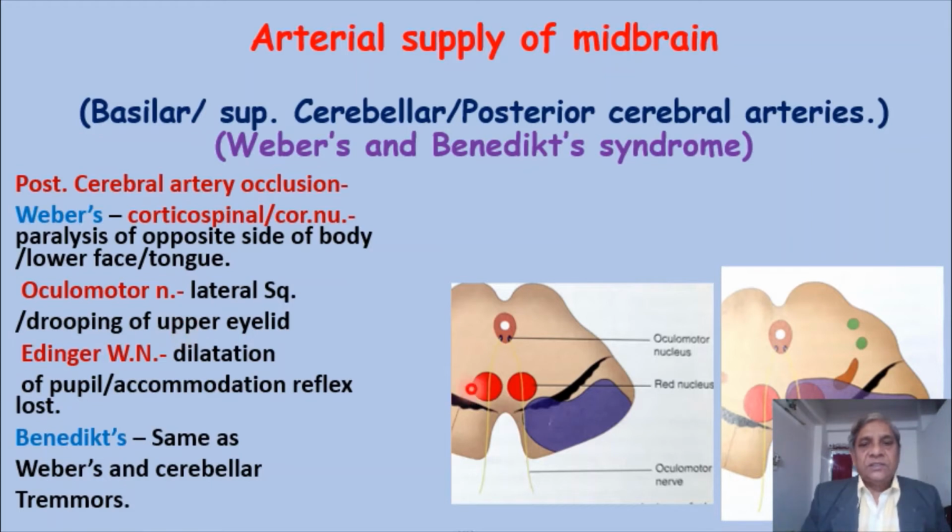Now, along with the fibers of the oculomotor nerve, it is also carrying the fibers from the Edinger-Westphal nucleus, which is present at this level. And the Edinger-Westphal nucleus is a parasympathetic preganglionic nucleus. That means the neurons present in the Edinger-Westphal nucleus are parasympathetic preganglionic neurons.